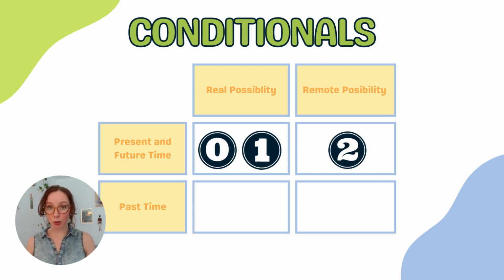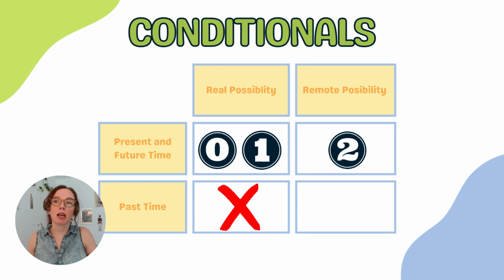Now, the second conditional is strange because we use the past simple, for example, if I had more time, but we're actually talking about the present. We use the past simple tense to indicate distance from reality. So this is really important to know: we have a difference between tense, the form of the verb, and time, the time that we're speaking about. So if I had more time, I would read more books. Right? If I had more time, but I don't have time, so it makes it a remote possibility.